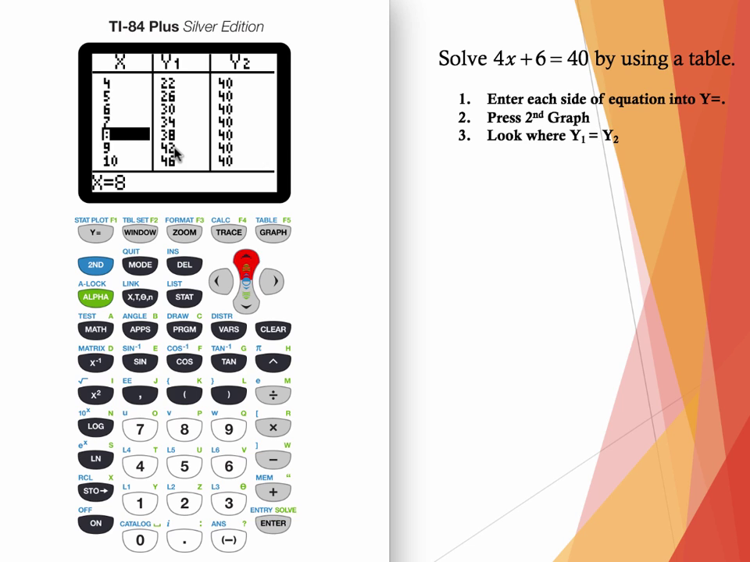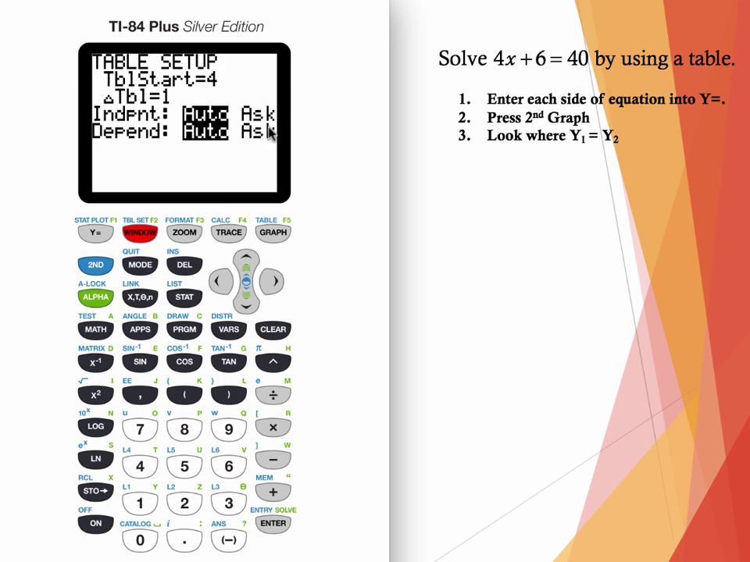So what we need to do is change the way that our x values are being counted. If you look at our x values, they're just going up by ones, but we could have them go up by halves, by tenths, by quarters, whatever we want. So second, and then the window key brings us to this table setup. So I know that that output of 40 is going to be between 8 and 9. So I'm going to start my table at 8, and let's just count by quarters. And if we need to, we can make that number higher or lower.